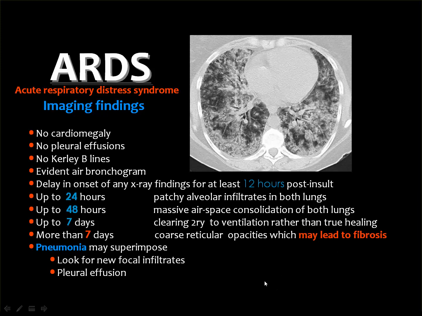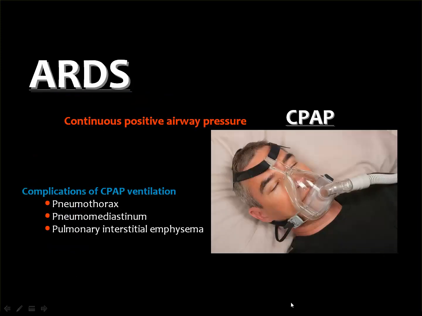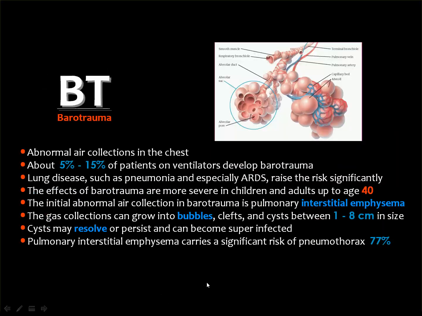In the course of the disease, pneumonia may be superimposed, and the suggestive findings for superimposed pneumonia are, in the imaging, new appearance of other opacities, and the development of pleural effusion. These lesions may be subjected to continuous positive airway pressure ventilation, which is known as CPAP, and this ventilation carries some risk problems, which include pneumothorax, pneumomediastinum, and pulmonary interstitial edema.